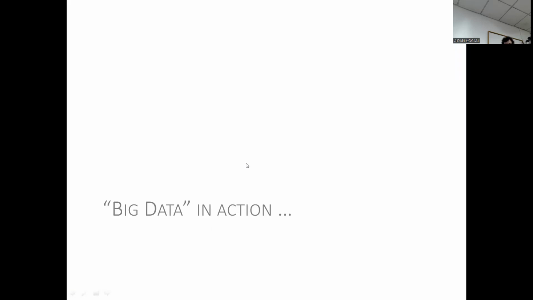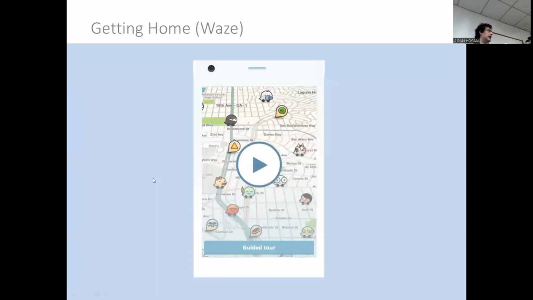Okay, so just to give maybe some scenarios where one can see big data, and then we'll talk a little bit more about technical topics. Big data in action. Anyone here use Waze? Or maybe Google Maps, and yeah, a couple of users of Waze, right?